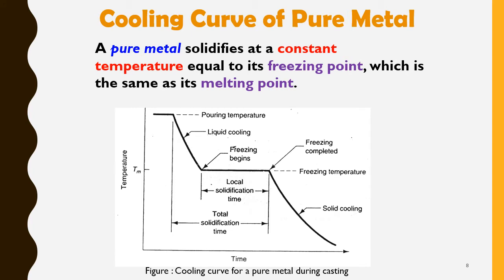There are differences between the cooling curve of pure metal and the cooling curve of alloy. Pure metal, meaning to say the element is 100% the same material. For example, 100% aluminium, 100% ferrum. You do not add anything into the material. It is 100%. Pure metal solidifies at a constant temperature, meaning the time where the freezing begins and freezing completes is the same.